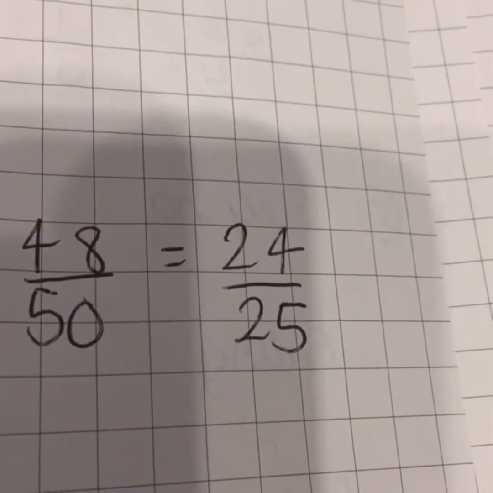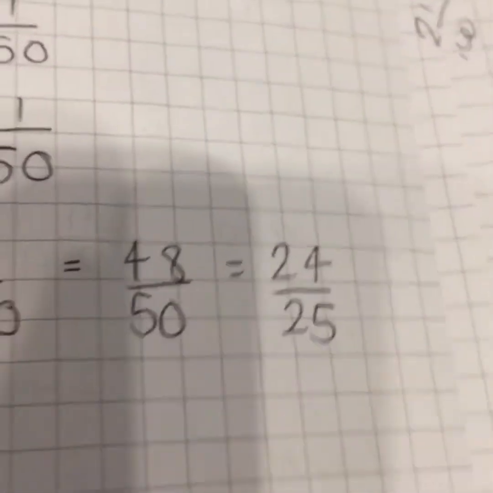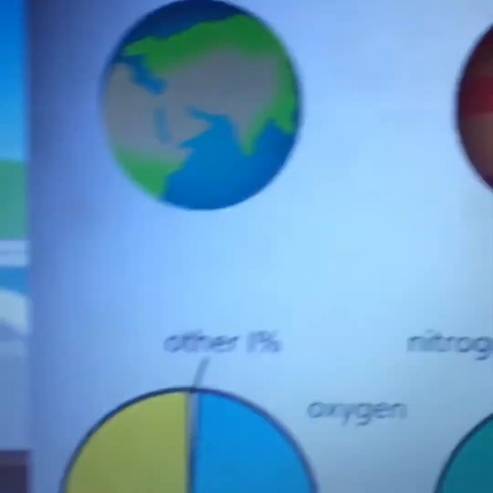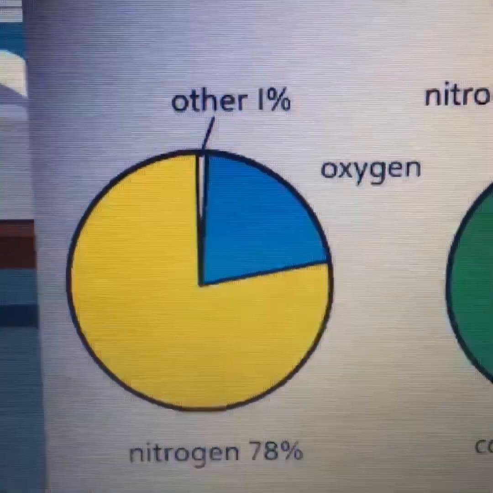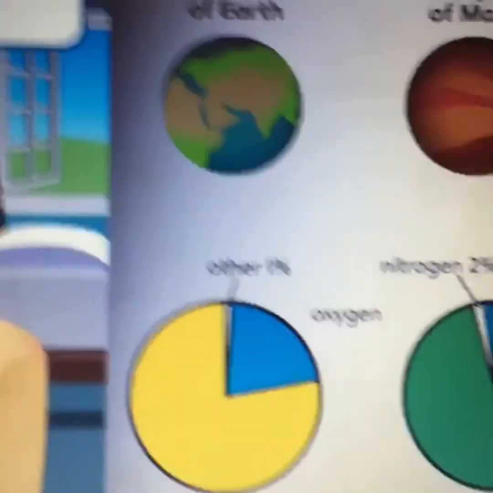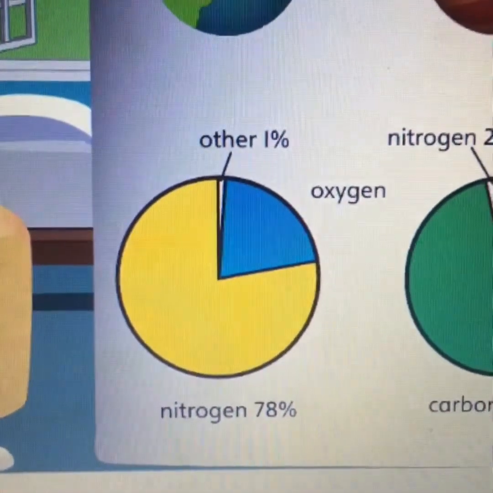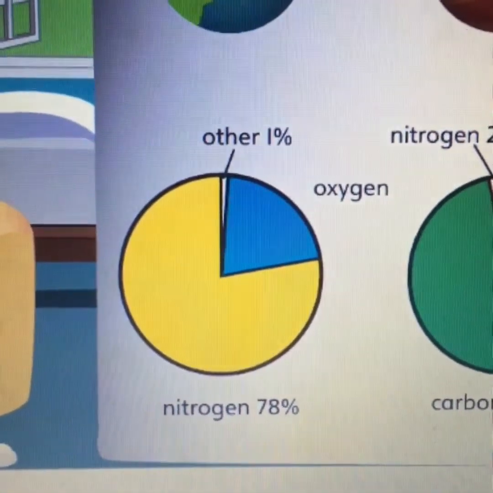So that's your answer for A. Remember to simplify. Right, for B then. So Aki thinks that the oxygen is about 1/5. So remember, it's only an estimate. He's estimating it's about 1/5.